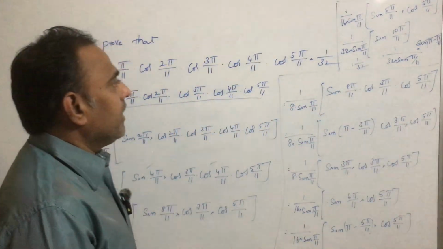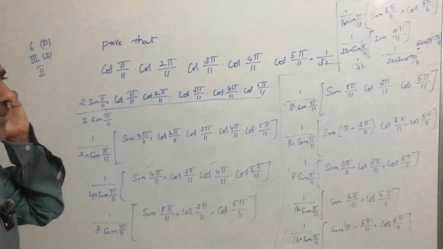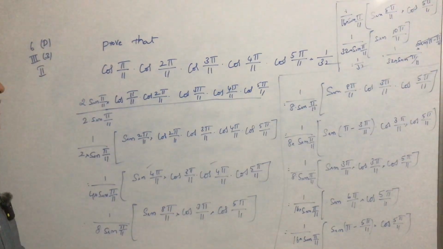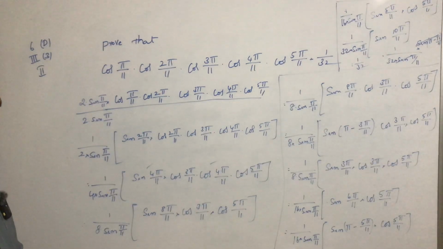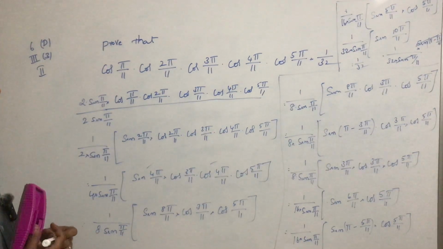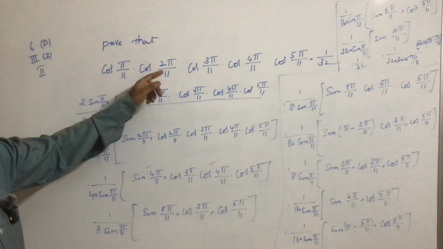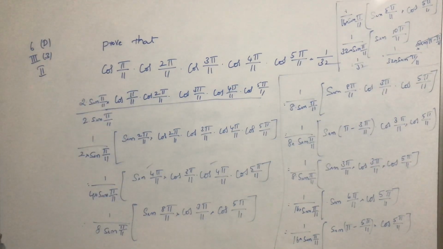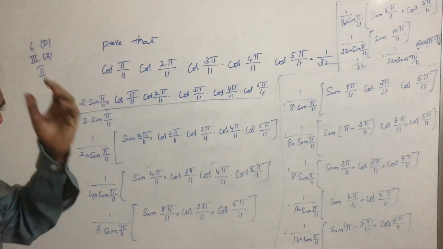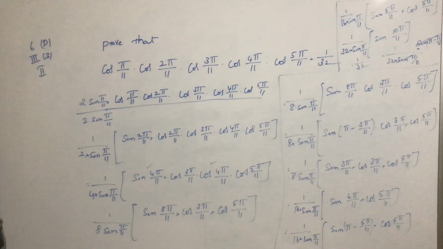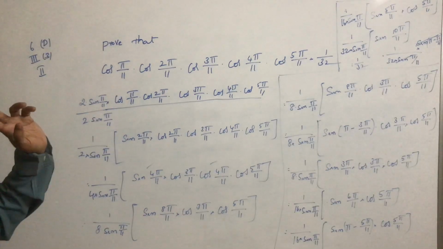Okay. Does anyone have questions in this? Again I will explain. First we need to write down what is given. We need to prove that cos pi by 11 into cos 2 pi by 11 into cos 3 pi by 11 into cos 4 pi by 11 into cos 5 pi by 11 equals 1 by 32.